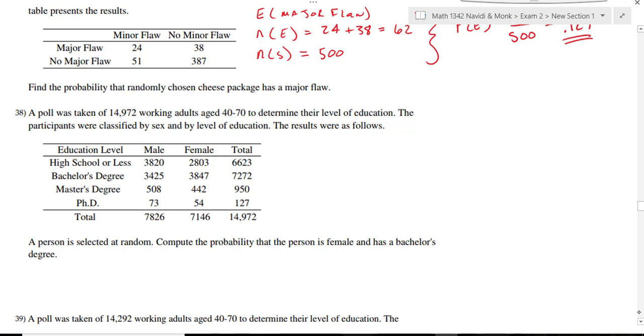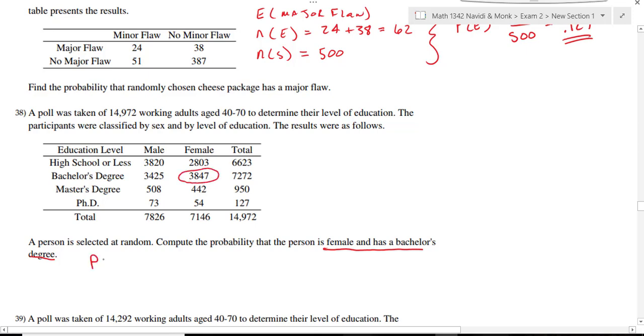14,972 working adults aged 40 to 70 to determine their level of education. The participants are classified by sex and by level of education. The results follow. A person is selected at random. Compute the probability that the person is female and has a bachelor's degree. Looking at the table, I need the female and has a bachelor's degree. That's just this number right here.